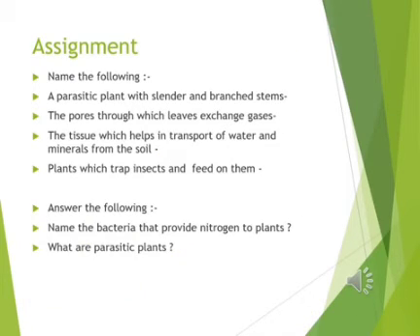Now children, try to answer these questions. The first one, name the following: a parasitic plant with slender and branched stems; the pores through which leaves exchange gases; the tissue which helps in transport of water and minerals from the soil; plants which trap insects and feed on them. Answer the following. Name the bacteria that provide nitrogen to plants. What are parasitic plants? Now, let us discuss these answers in the next session.